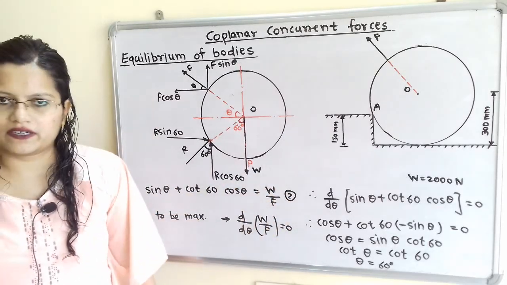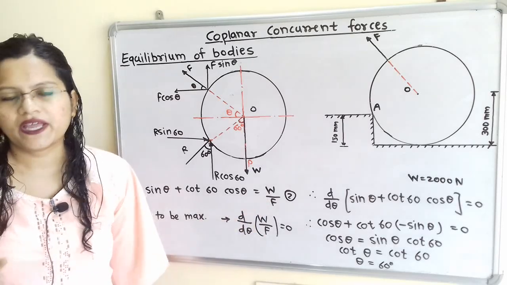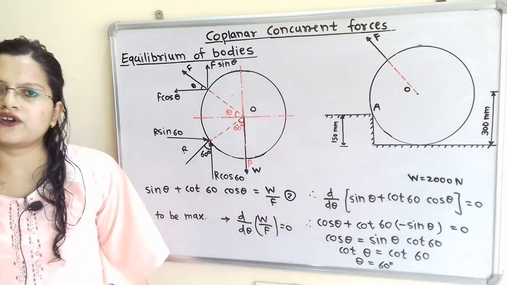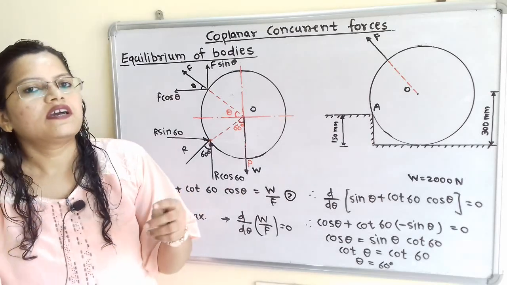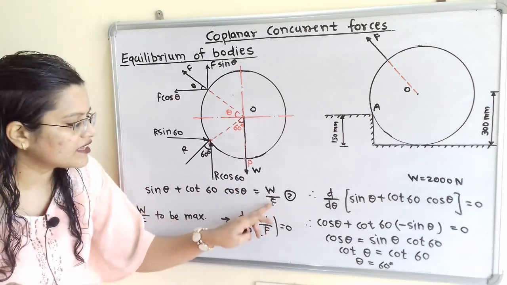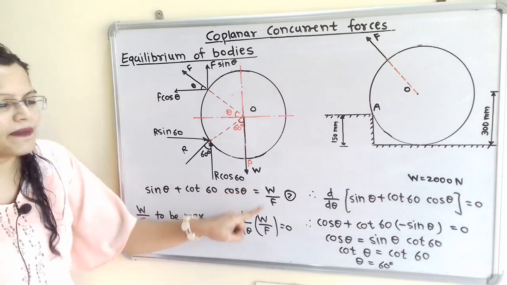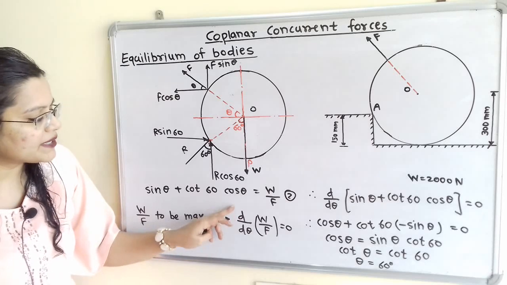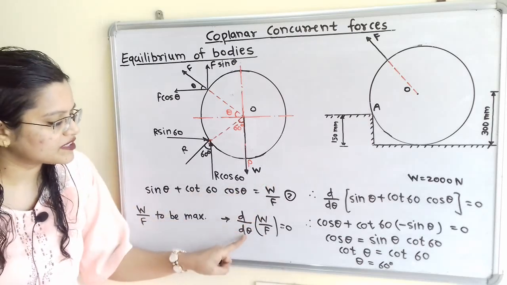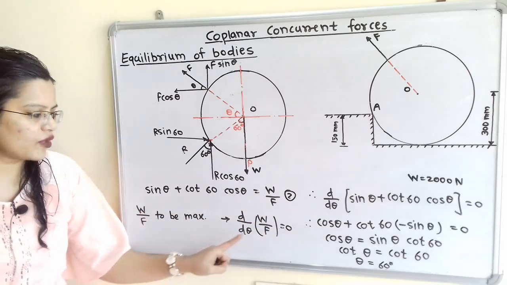Now F is in the denominator, so for the least value of F, this whole term, W by F, should be maximum. And how to show this maximum value? If we observe this whole equation, theta is the unknown term and this equation varies with theta. So to calculate the least value of F, we have to differentiate d by d theta of W by F, which is equal to 0. Then we will get W by F maximum for that value of theta.